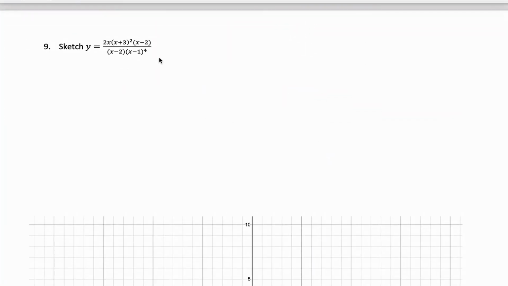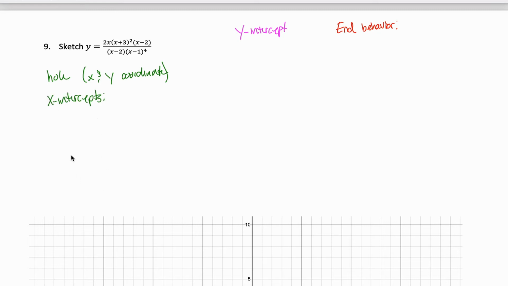If you want, you can pause the video and work on this on your own. See if you can figure out end behavior, the y-intercept, and then the things that are like x-intercepts, namely the hole, both the x and y coordinate, the location and multiplicity of any x-intercepts, and the location and multiplicity of any vertical asymptotes. It might sound kind of overwhelming, but if we take it one step at a time, hopefully it'll be manageable.